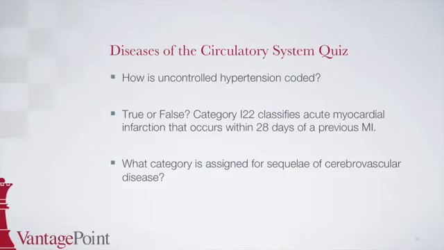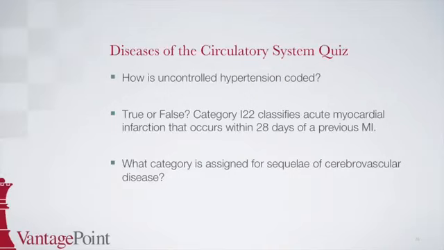And now it's time for our quiz. Our first question is, how is uncontrolled hypertension coded in ICD-10? Our second question is true or false. Category I-22 classifies acute myocardial infarction that occurs within 28 days of a previous MI. Our final question is, what category is assigned for sequela of cerebrovascular disease? You can pause the webinar to write down your answers and then hit play to find out if you were correct.